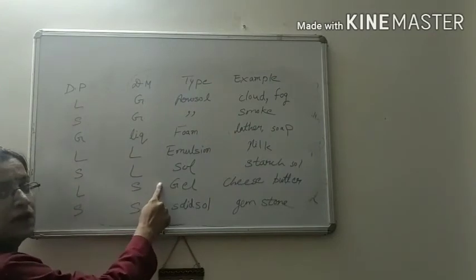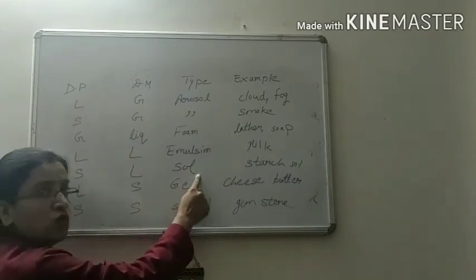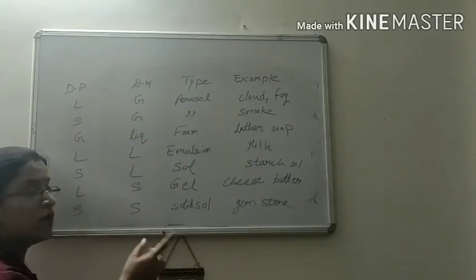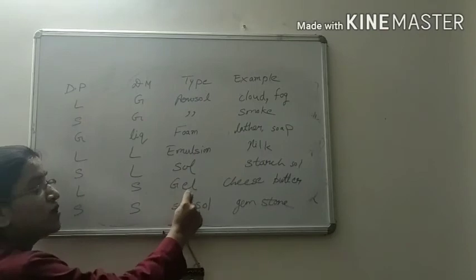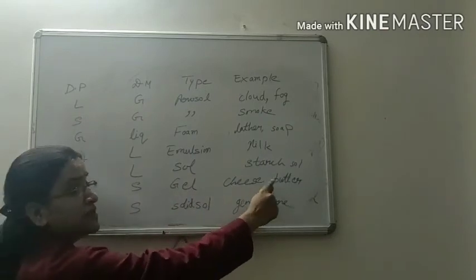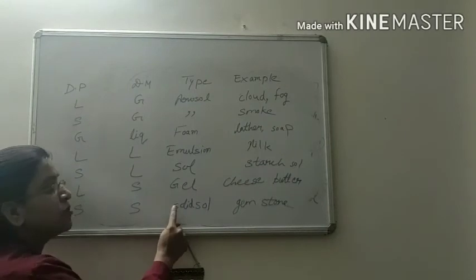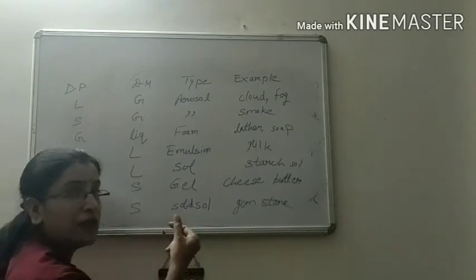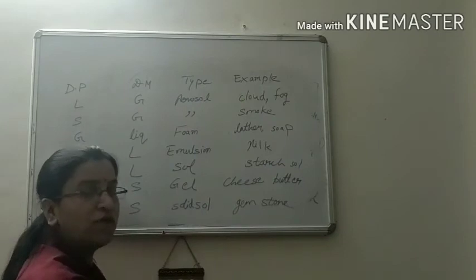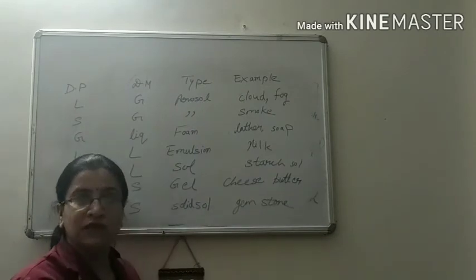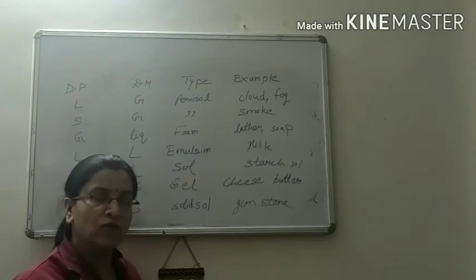Solid in liquid is called sol. Liquid in solid, meaning solid in large amount and liquid in less, is called gel. For example, cheese and butter. Solid in solid is called solid sol. For example, gemstone. So what we come to know is that this colloidal solution is heterogeneous in nature but looks homogeneous.